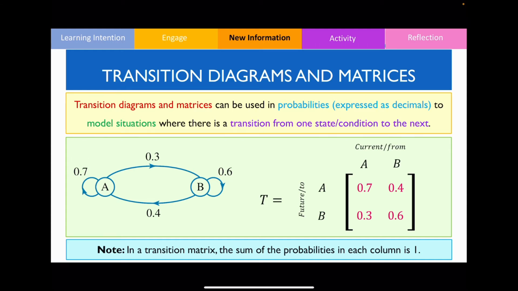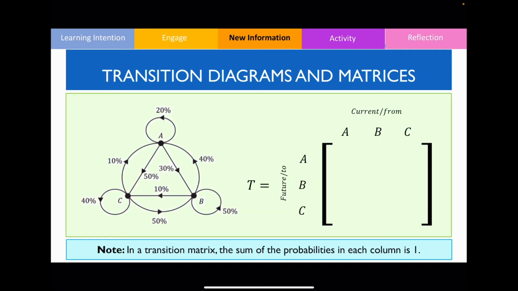Let's now look at another example which involves a 3 by 3 matrix. Again, you want to start off with the vertices where it kind of loops at itself. So in this case, starting from A and going back to A is going to be 20%. So I'm going to write 0.2. Starting from B going to B is 50%. And starting from C and going back to C is 40%.